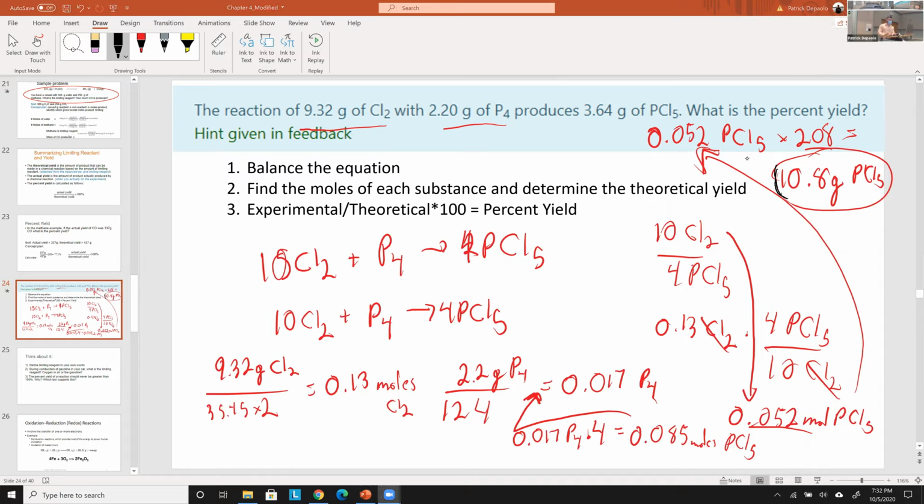Okay, cool. So now we have this as our theoretical yield. Remember this 3.64 that we had here? This is the amount of product that is produced from the person completing the reaction, so it's our actual yield. 3.64 divided by 10.8, and that's not very high. That's a 33.7% yield. So the answer is 33.7%.